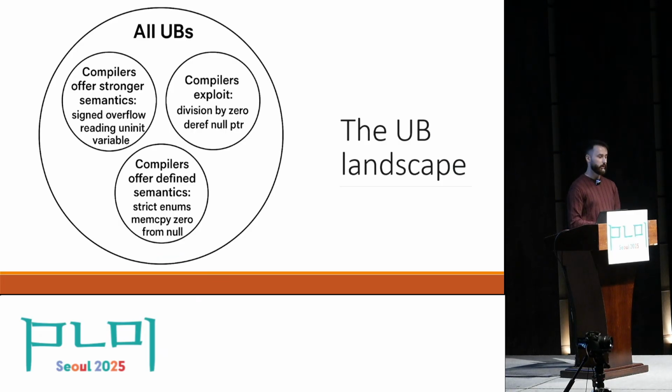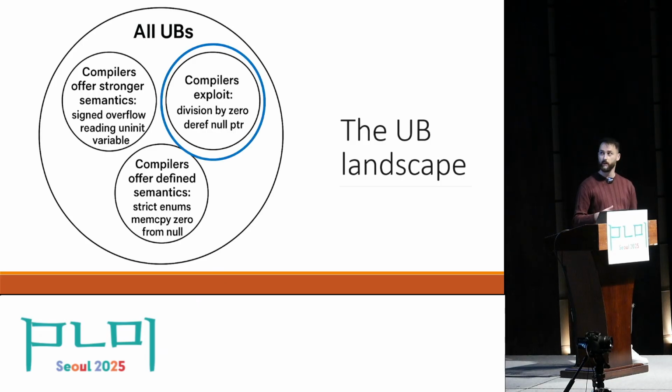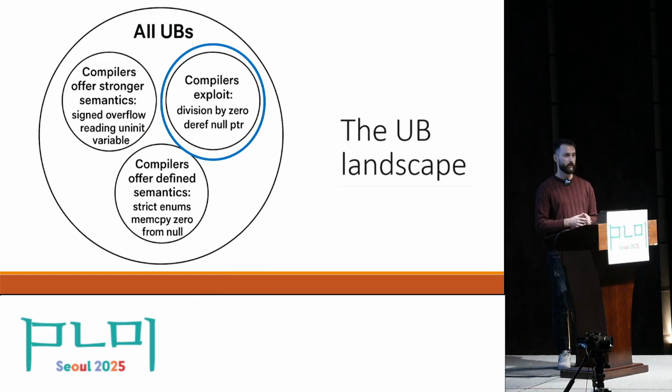Signed integer overflow is not the only UB out there. There are many, many of them, but we group them in 3 categories. First, we have UBs which compilers directly exploit. For example, dereferencing a null pointer or dividing by 0. Because those things trap on most hardware architectures, the compiler chooses to immediately exploit them aggressively as undefined behavior.